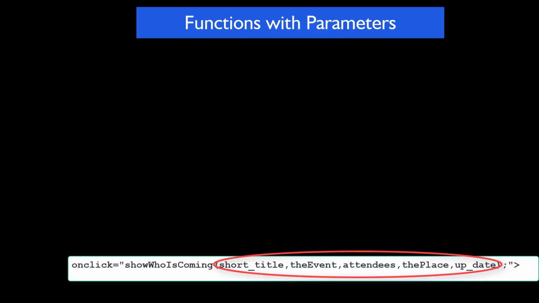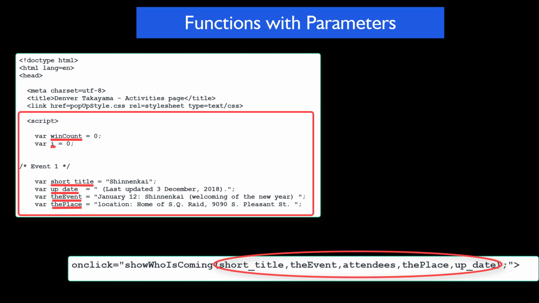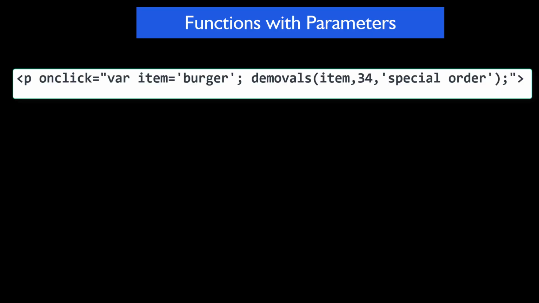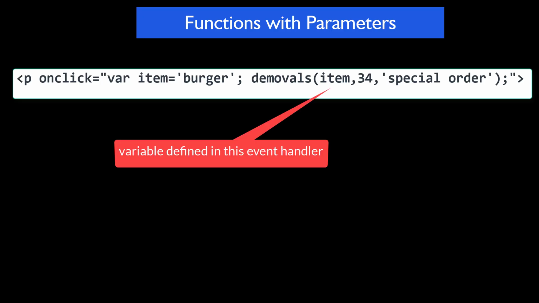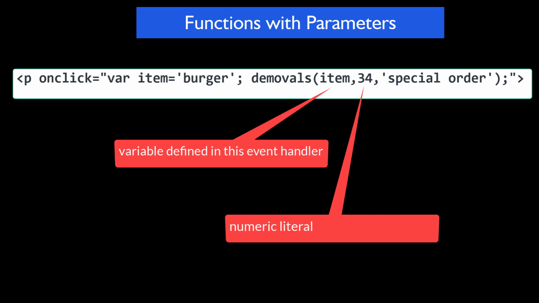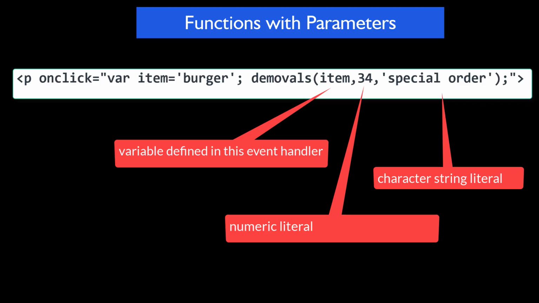Notice that the values we are passing to our function are variables, all of which are defined in the script element. However, you can pass variables defined in, say, an event handler, and you can pass literals, numbers, or character strings in quotes. For example, P, onClick equals var, item equals burger, so we define a variable called item, and then invoke demo vals, passing our variable, item, and then 34, a numeric literal, and then, in quotes, special order, a string literal. Now we demonstrate adding a new person, Rocky Feelings, to our second event.